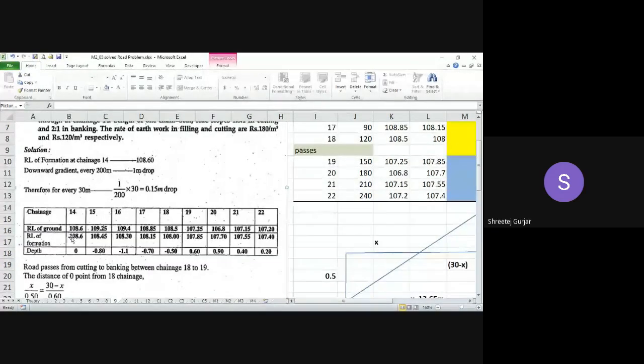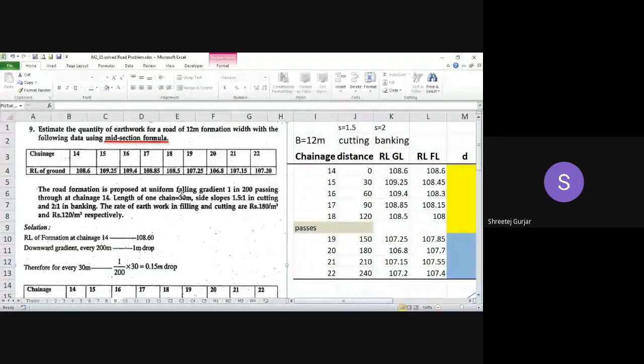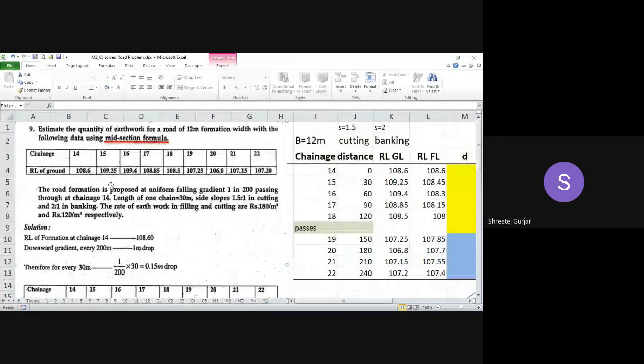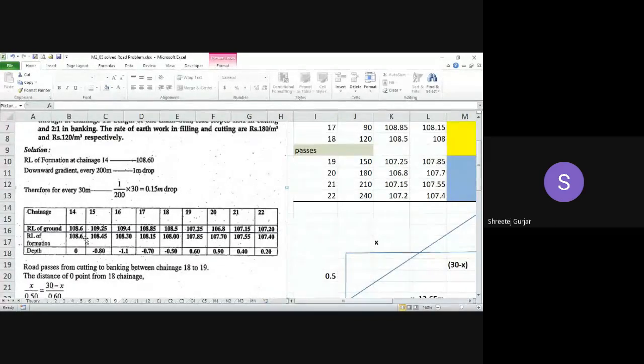So the RL of formation level, they have told us that at the first chainage, the same RL we have at the ground, and at the formation level we have the same RL. So that is mentioned over here. The road formation is proposed at a uniform falling gradient passing through the chainage at 14. Passing through the chainage means the formation level is passing through the ground level. Meaning the RL of ground and RL of formation at 14 chainage is same. So your depth will be 0 over here.